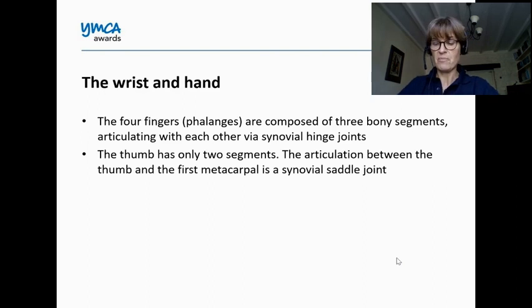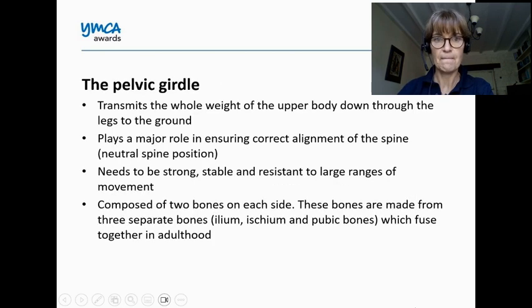You might remember that. And I remember saying when you're riding on a horse and you have your thumbs, you've got to have your thumbs uppermost when you're holding on to the reins. So that's how I remember how it's a saddle joint, because you're on the horse. So that's your thumb. You've got a synovial saddle joint. So that's our shoulder girdle and our upper limb.